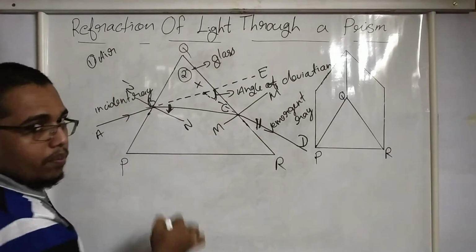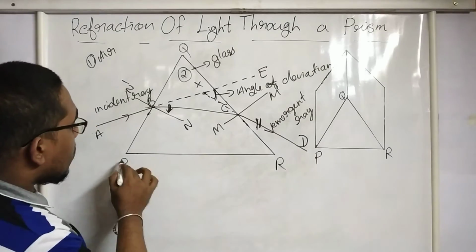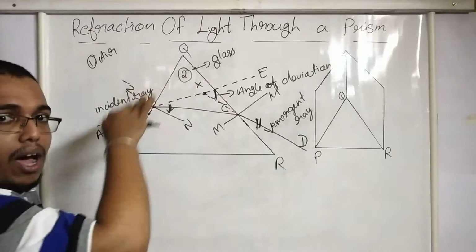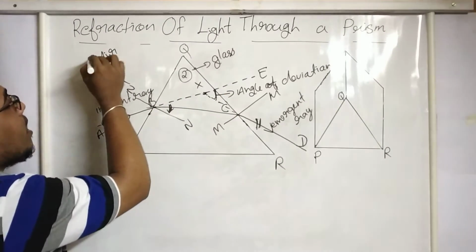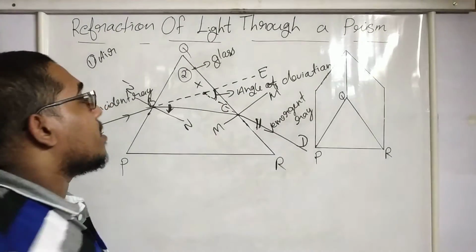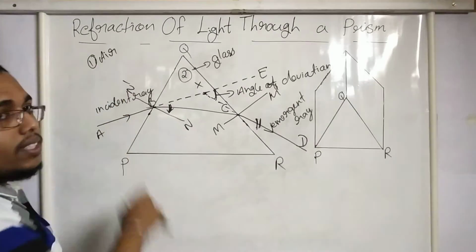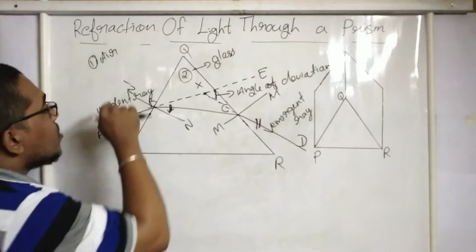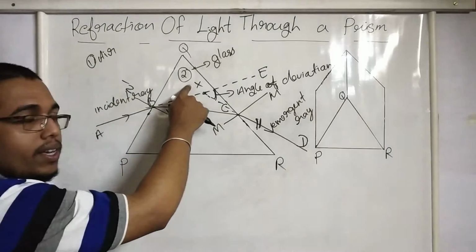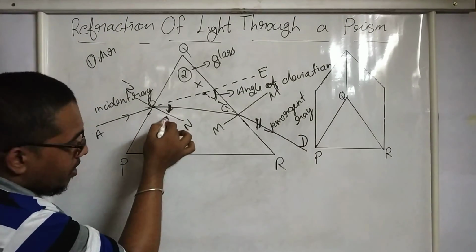PQR is a prism. PQ and QR are the refracting surfaces. PR is the base of the prism, and this prism is surrounded by air. So air can be taken as the first medium and glass as the second medium. AB is the incident ray, coming from the rarer medium called air. So the incident ray is entering from a rarer medium to a denser medium. So what will happen here? The refracted ray will be towards the normal.